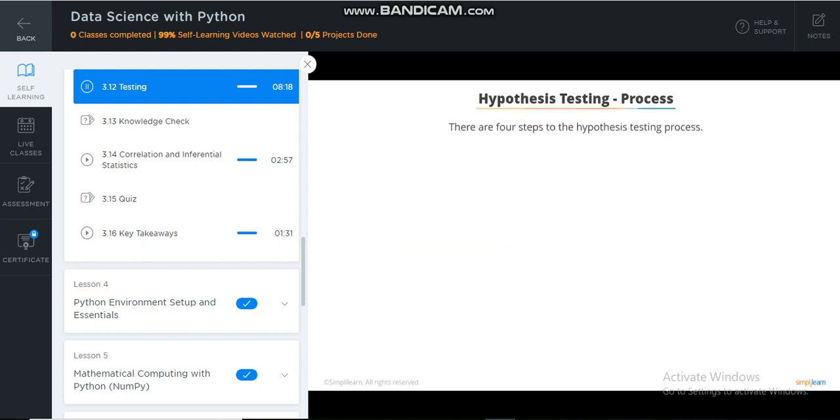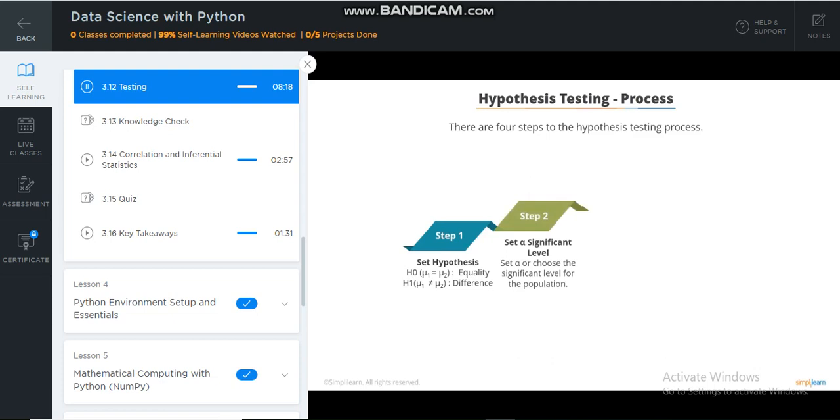Let's understand the process of hypothesis testing. The first step is to set the hypothesis. The hypothesis could be null or alternative. The null hypothesis, or H0, states that a population parameter is equal to a value. The alternative hypothesis, or H1, states that the population parameter is different than the value of the population parameter in the null hypothesis. The alternative hypothesis is what is believed to be true or is to be proven true.